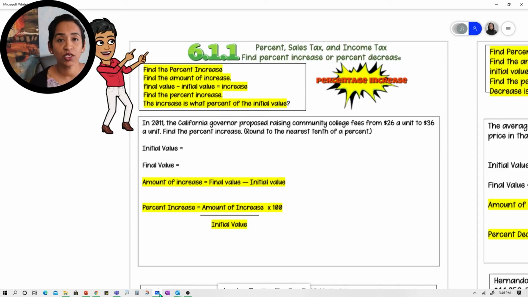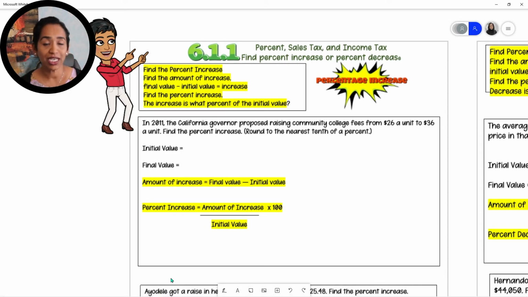Welcome back. This is a quick tutorial on your section 6.1.1, which is percentage increase and percentage decrease. With Thanksgiving coming up and Christmas coming up, this is a good time to talk about percentage increase and decrease. So let's go ahead and jump right in.